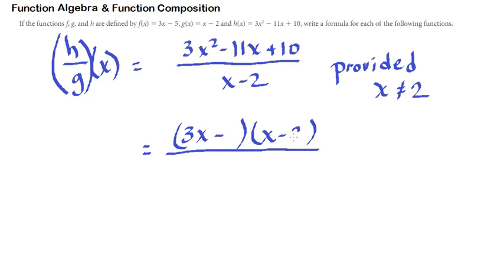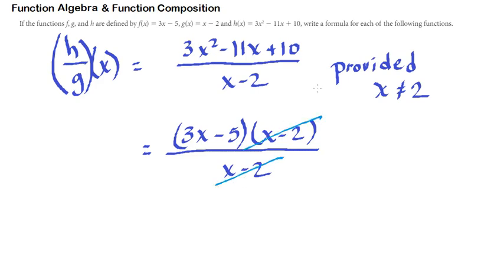Oh yeah, 2, that would be minus 6, 5. Okay, I think this will factor in here. 3x squared, yeah, minus 6x minus 5x is minus 11x. There's my plus 10.